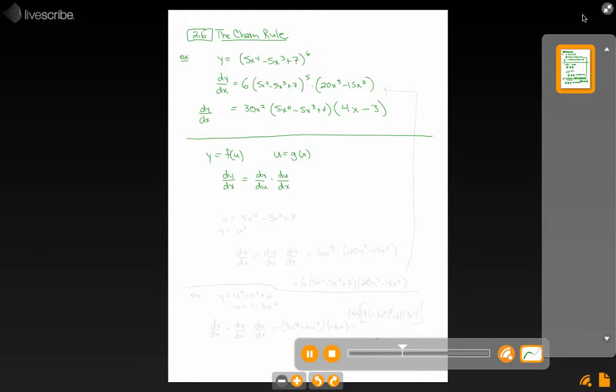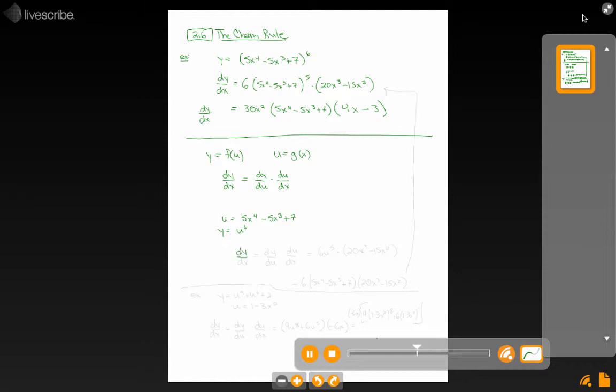But if I look at this one above and say, okay, well, let's call the u function the inner function. So u equals 5x^4 - 5x^3 + 7, and y is just u to the power of 6. So what does that mean? How does that work?